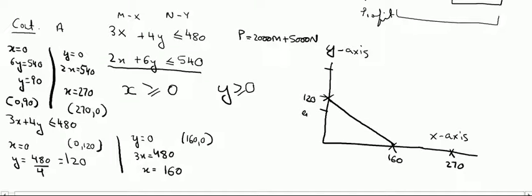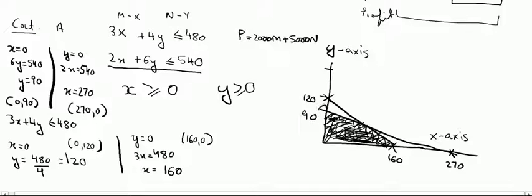So this will be our second line, and as discussed previously, the feasible region is a region which satisfies all inequalities simultaneously. Therefore our feasible region will be this one. This is our feasible region. Now using the corner point theorem, maximum profit will be at a corner of this feasible region.